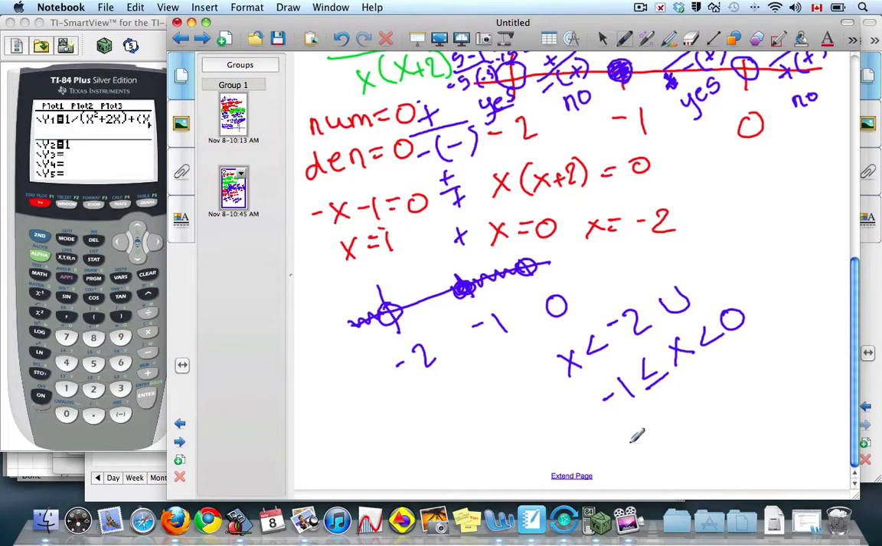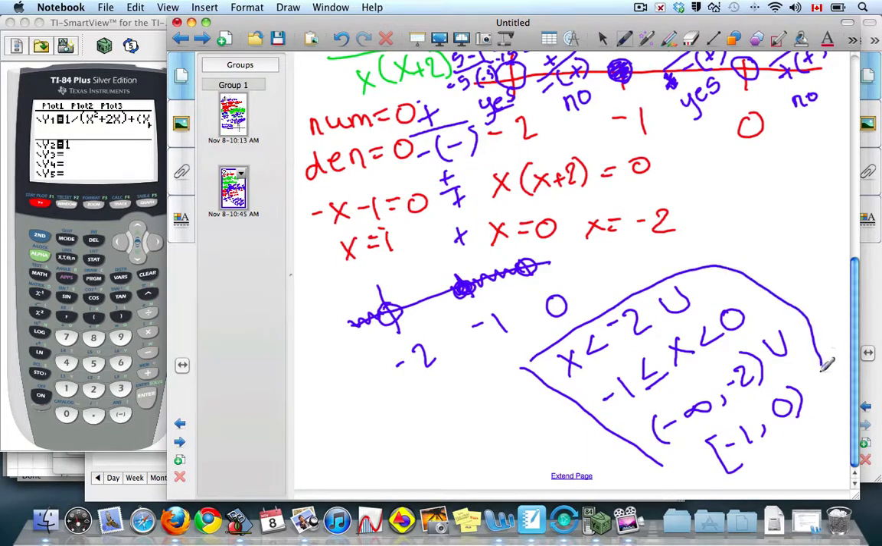So another way to write this is in interval notation. Since x is less than -2, it can go all the way from -infinity, not including -2. So therefore we have a round bracket, union. Now it includes -1, right, so that's a square bracket, -1, all the way to 0, not including 0. So there's two ways to write the answer. That's your final answer. Either answer works.